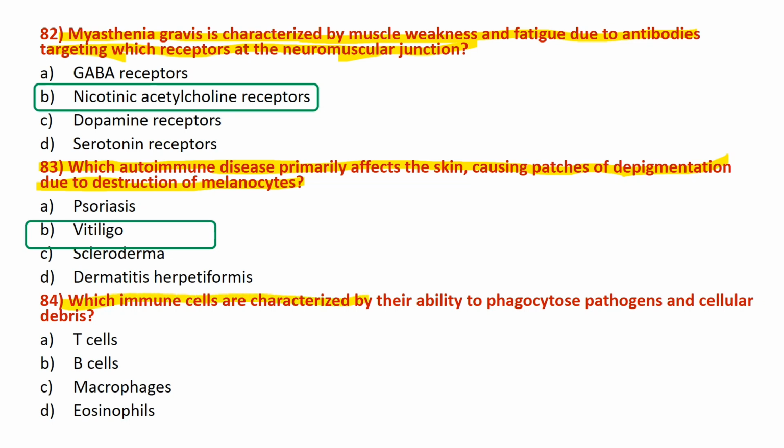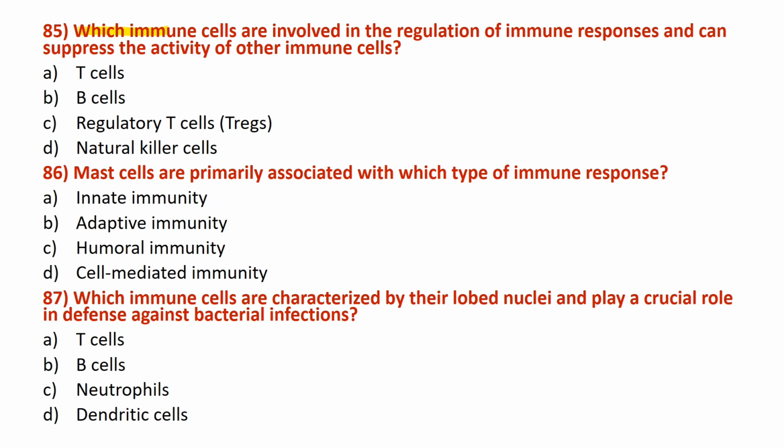Which immune cells are characterized by their ability to phagocytose pathogens and cellular debris? And the right answer is macrophages. Macrophages are characterized by their ability to phagocytose pathogens and cellular debris. Which immune cells are involved in the regulation of immune response and can suppress the activity of other immune cells? And the right answer is regulatory T cells.